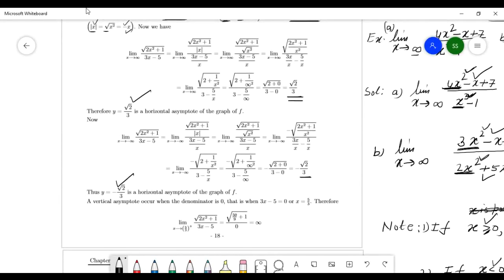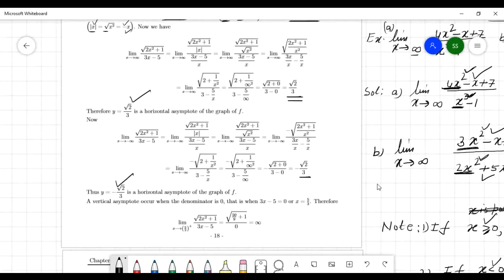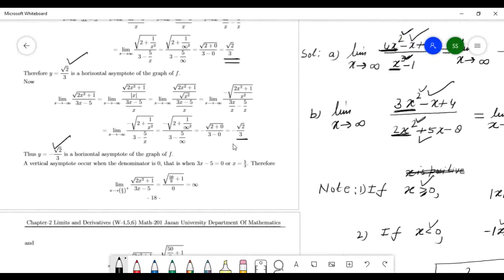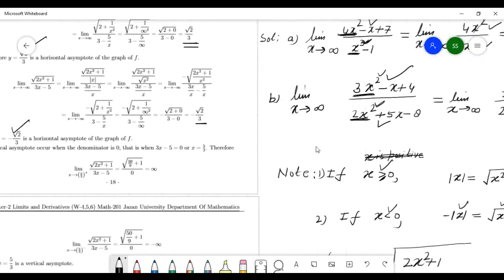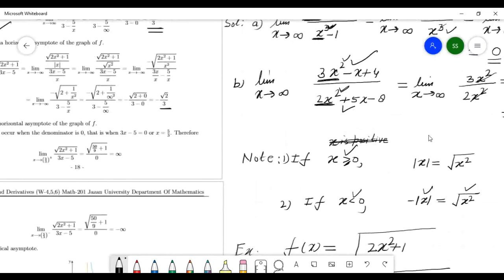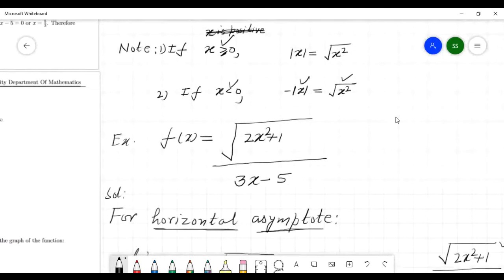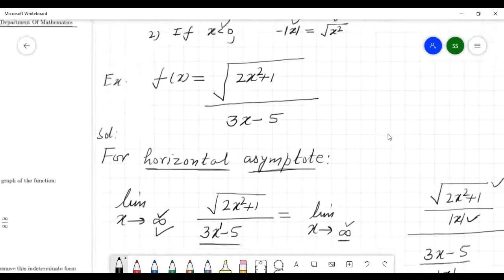Okay. Now see the next. After that, you have to find the vertical asymptote. How to find the vertical asymptote?